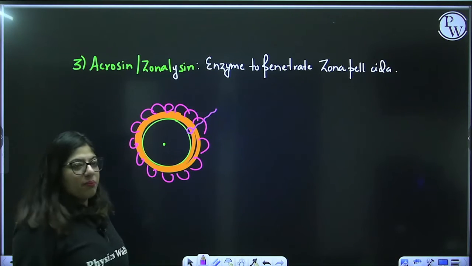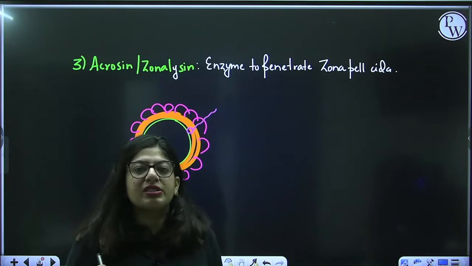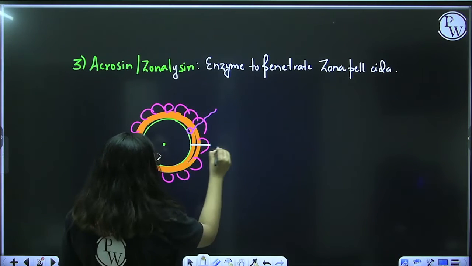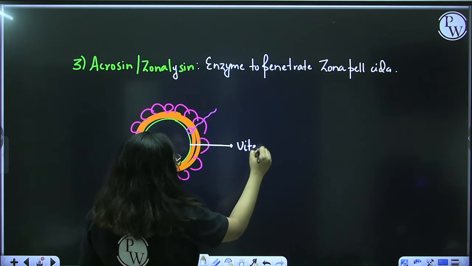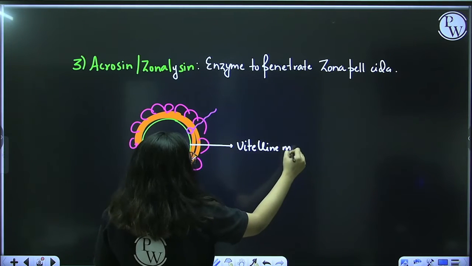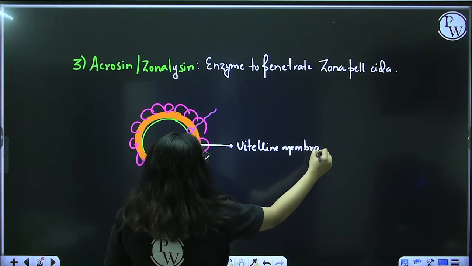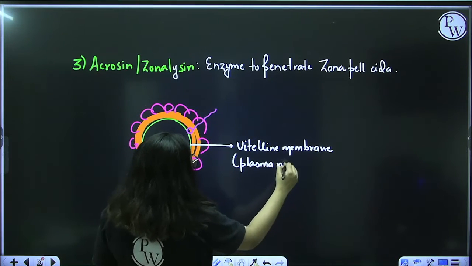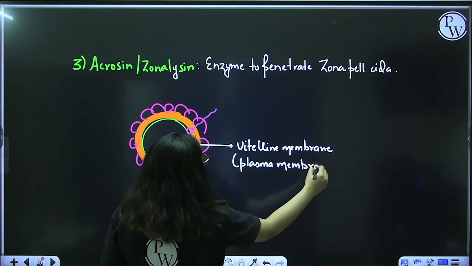So this membrane or plasma membrane of oocyte, it has a name. What do you call it? You call it vitelline membrane. So vitelline membrane is the plasma membrane of oocyte. Now sperm has entered on the plasma membrane.